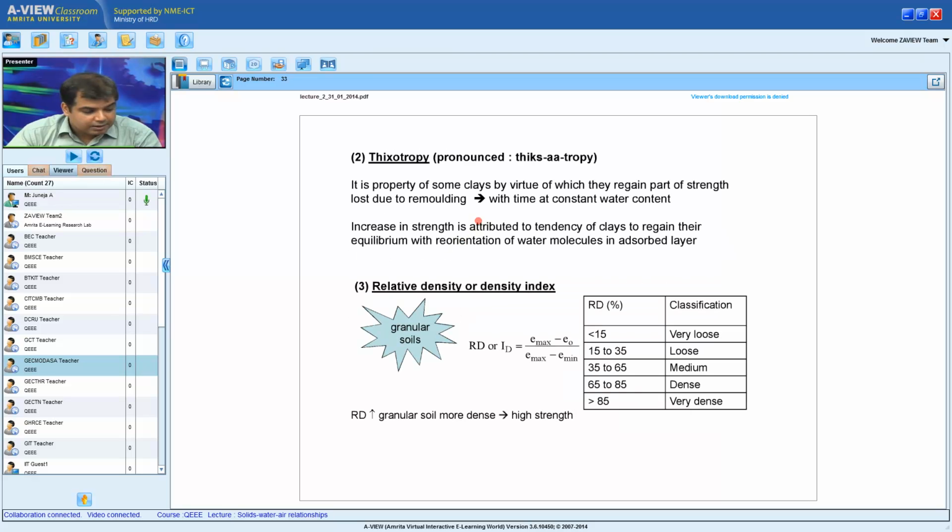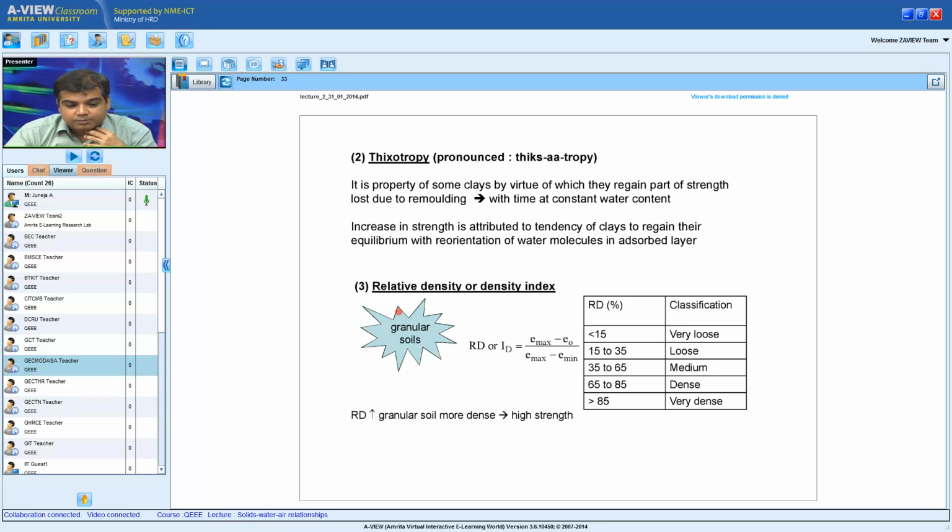The next one is called thixotropy. Thixotropy is a term used for when the strength is regained with time. However, this regain should be done at constant water content. If the water content changes and the strength regains, it's something like consolidation. So we are not looking at change in water content. If the strength regains at constant water content, it's called thixotropy. This regain would be partial or full. That does not matter as long as there is regain.